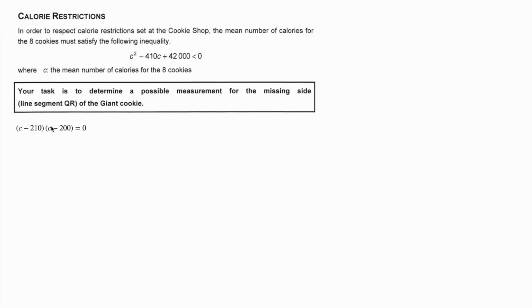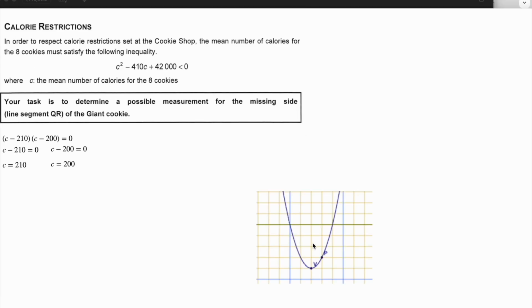You could also use your quadratic formula for this. If I solve that, I get C minus 210 is equal to 0, C is equal to 210, or C minus 200 is equal to 0, C is equal to 200. But let's have a look at what this really is. So we have a parabola, something that looks like this. These are the two zeros, 200, 210.